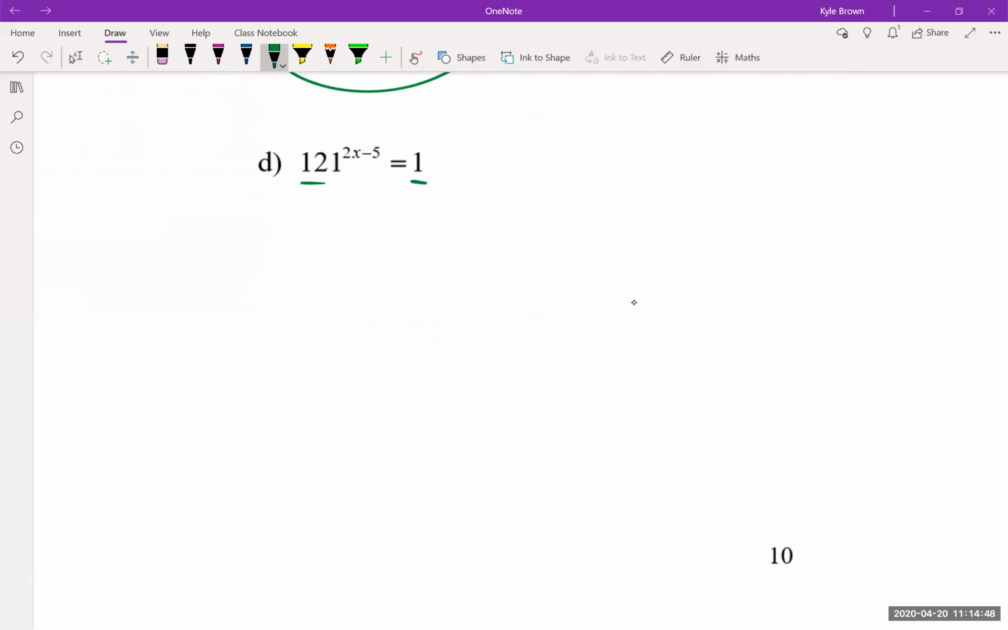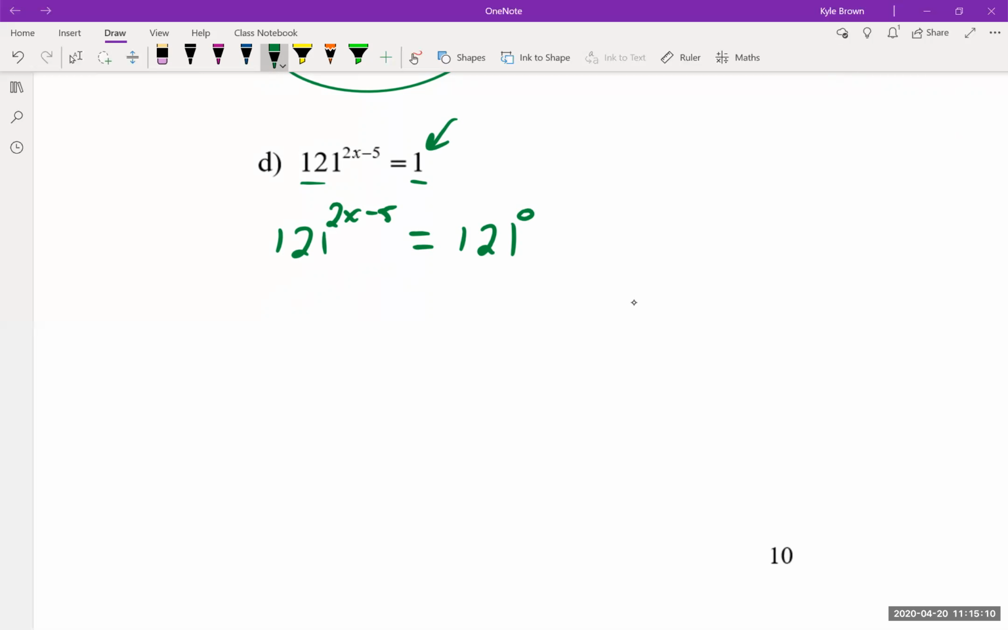So here, I'm going to rewrite this as 121 to the power of 2x minus 5. And that's equal to, and then here's the little shifty one. I could rewrite this 1 as, well, what about this? 121 to the power of 0. Because anything to the power of 0 is just 1. Okay, well, that worked.